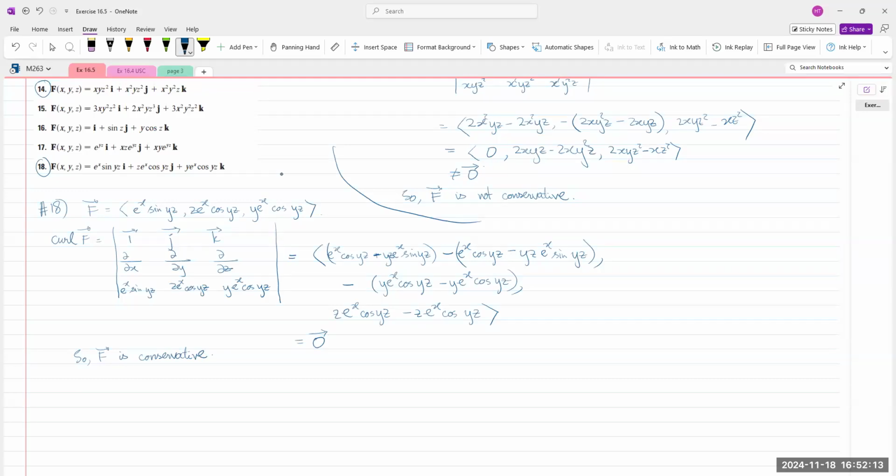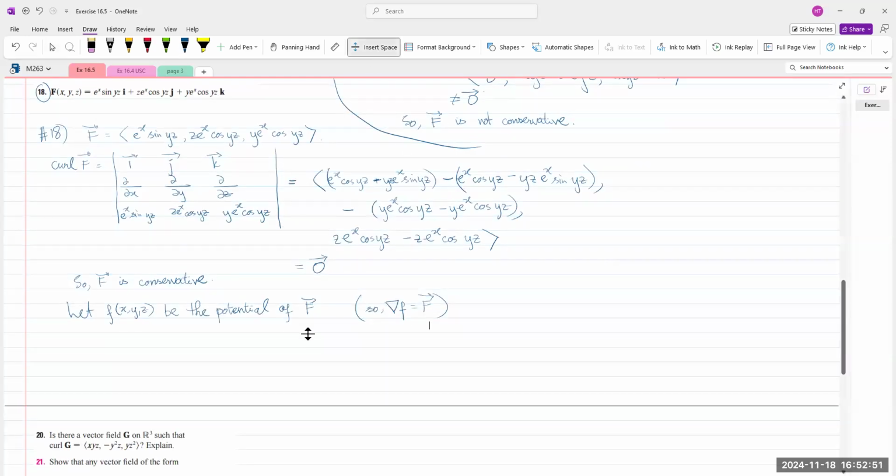Now, because it is conservative, we need to find the potential function. Okay, so let's go back. Because it's conservative, let f(x, y, z) be the potential function, or simply called potential, of that vector field. Basically, the gradient of f equals that vector field.